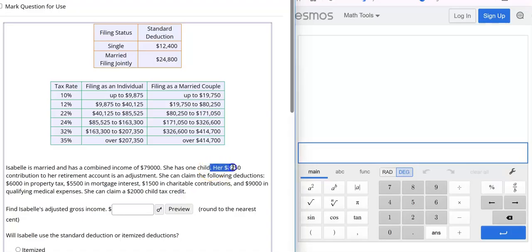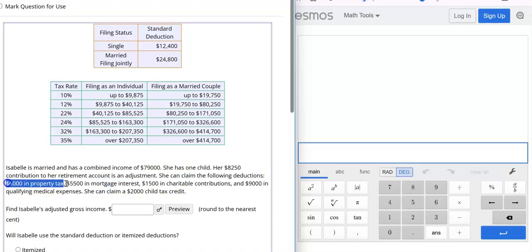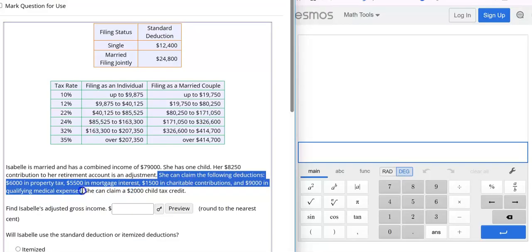She contributes $8,250 to the retirement saving account. That amount, $8,250, is the adjustment. Now she can claim the following deductions: property taxes, $6,000, $5,500 mortgage interest, $1,500 charitable contribution, and $9,000 medical expense. All are itemized deductions.